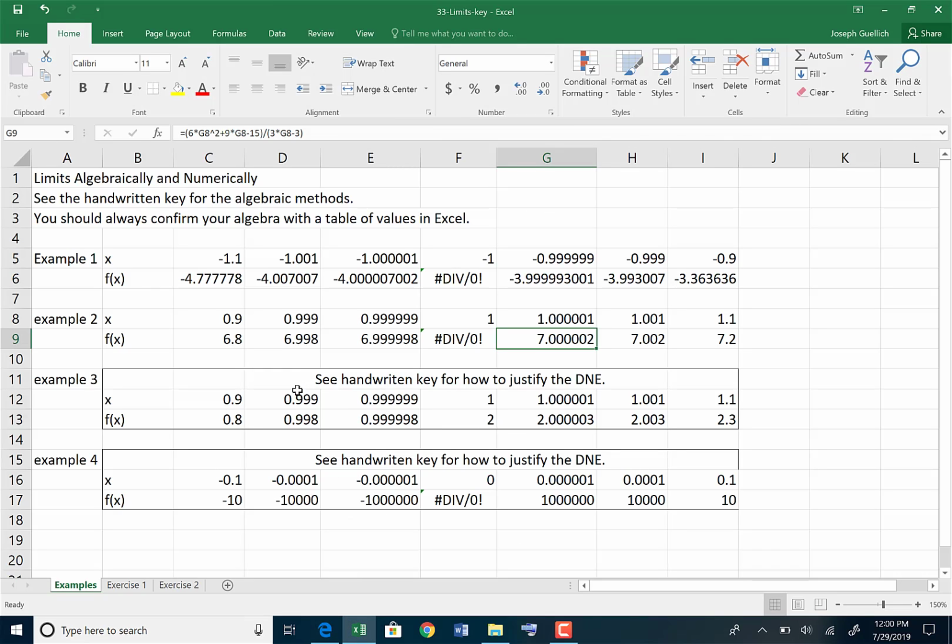Here it is in Excel. From the left, approaching 1, from the right, approaching 1. The formulas, because it's a piecewise function, are not the same. So be careful when you copy and paste. Those are different formulas.